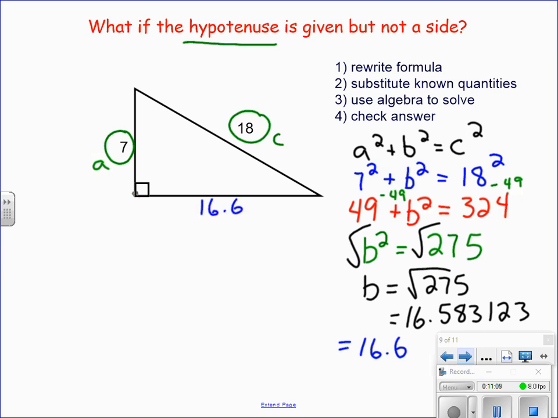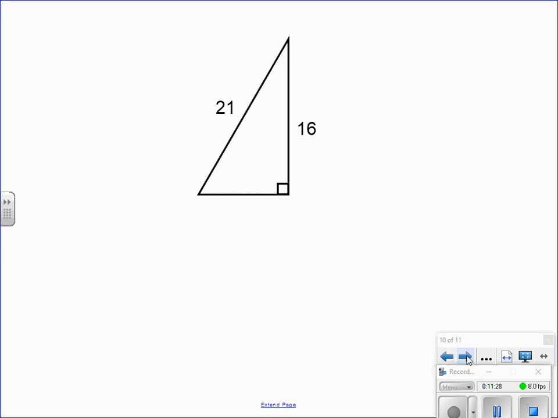And does it make sense? Yes. It's smaller than the hypotenuse, which is 18, and it's bigger than side A, which is 7. So it is in between. So it is a logical answer, and that should work. I could check it by plugging all three numbers back into the equation and making sure that when I did the math, it all equaled out. So once again, if you're given the hypotenuse and one of the sides, just plug it into your same equation.